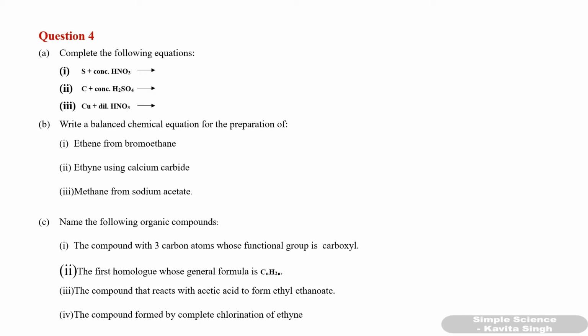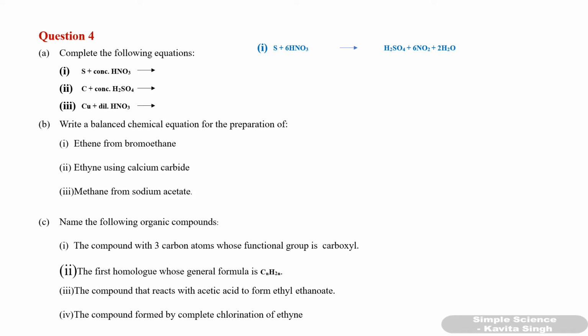Complete the following equations. Sulfur when reacts with concentrated nitric acid. What happens when sulfur reacts with concentrated nitric acid? You just have to complete the equation. You have to write the reactant. Sulfuric acid, nitrogen dioxide and water are formed. Then balance the equation. Okay.